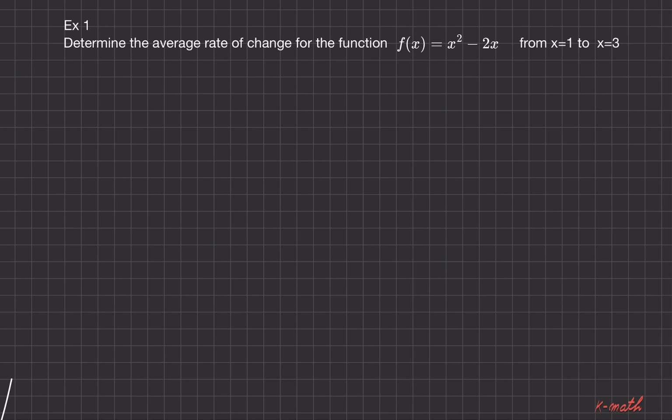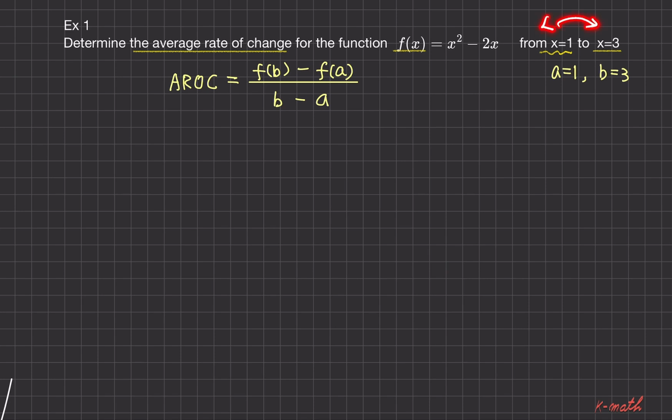Here is the first example. Let's determine the average rate of change for the function f of x from x equals 1 to x equals 3. Remember, the formula for the average rate of change is f of b minus f of a divided by b minus a. Let's say a equals 1 and b equals 3. But you could switch them, 3 as a and 1 as b. It doesn't really matter which is which. Just keep the same order.